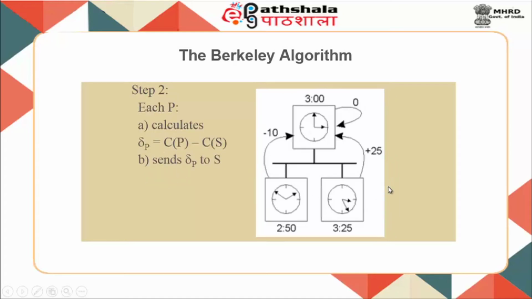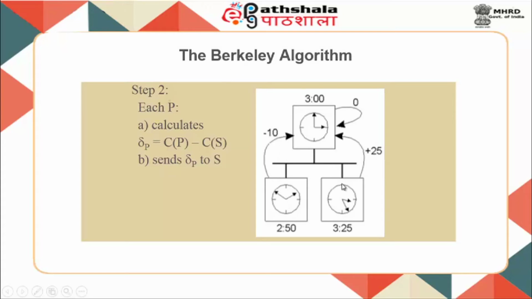In step 2, each process will calculate the delta P. How is it calculating the delta P? This process has got 2:50 and is getting the value of 3. So, 2:50 minus 3 is minus 10. It is sending back minus 10, saying that, hey, I am behind you, or slower than you, by 10 units of time.